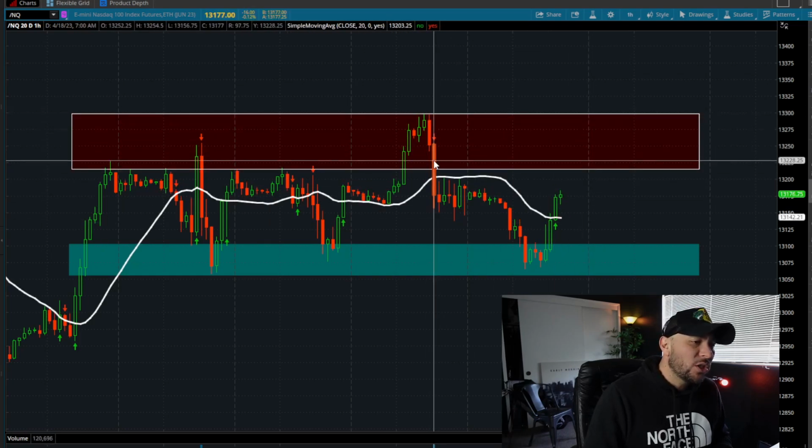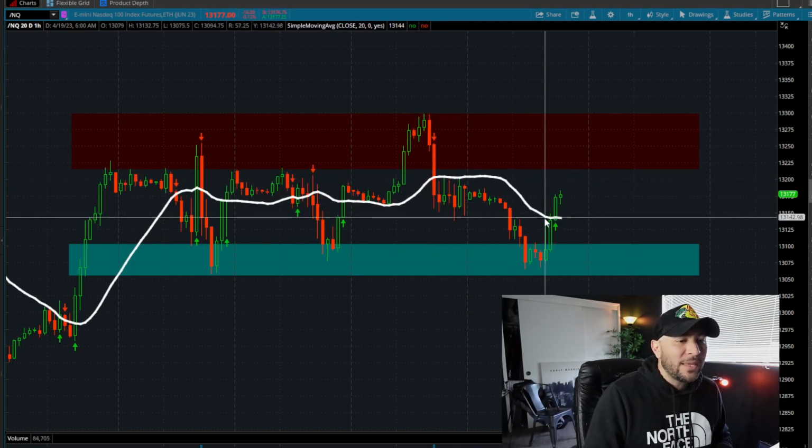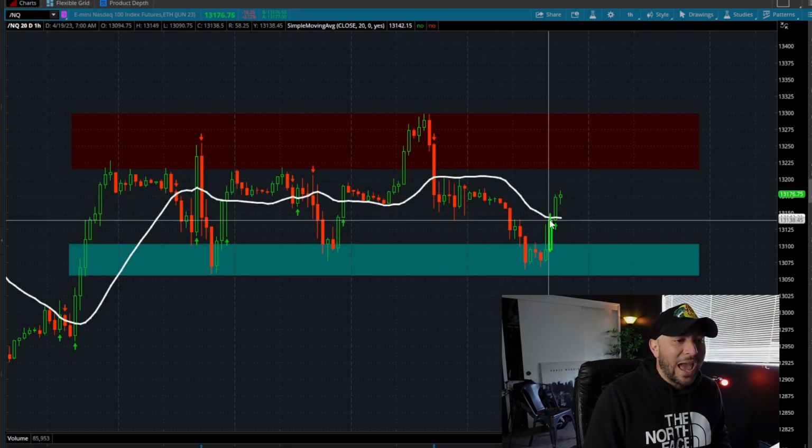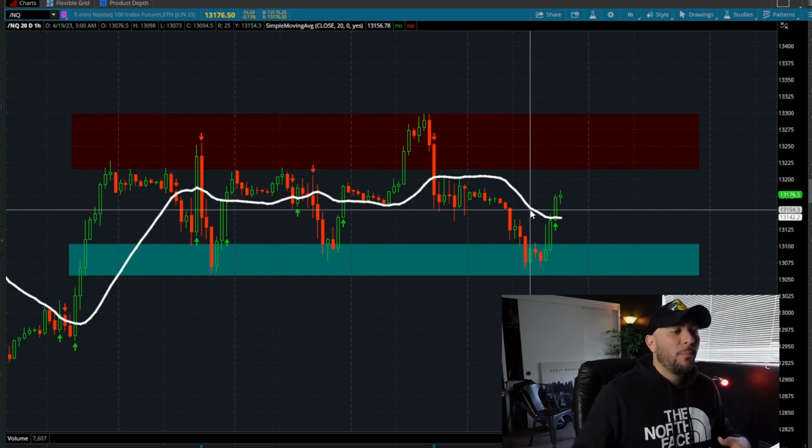You can see that once we lost that 20 period moving average yesterday at around 7 a.m. Pacific Standard Time, we've never reclaimed it until this morning, almost about 24 hours later. So now that we have reclaimed this area, the momentum has now shifted to being long and bull biased, even though we are still stuck in a range.